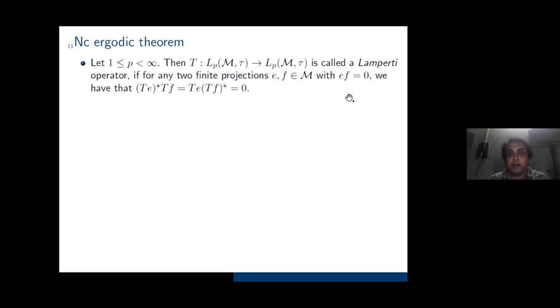So let me just define what should be a Lamperti operator. So if you remember, I told you Lamperti operators separate supports. So here also we have something like that. But we define it only on projections. So that has some advantage. You can do it for the general case also. So we have two projections E and F, which are orthogonal. If you think of two functions such that their product is zero, then they have disjoint support. And then we need this T(E)* T(F) = T(E) T(F)* = 0. But for non-commutative, you need a little twist that you need. In commutative, you just wanted T(E) T(F) equal to zero or something like that.